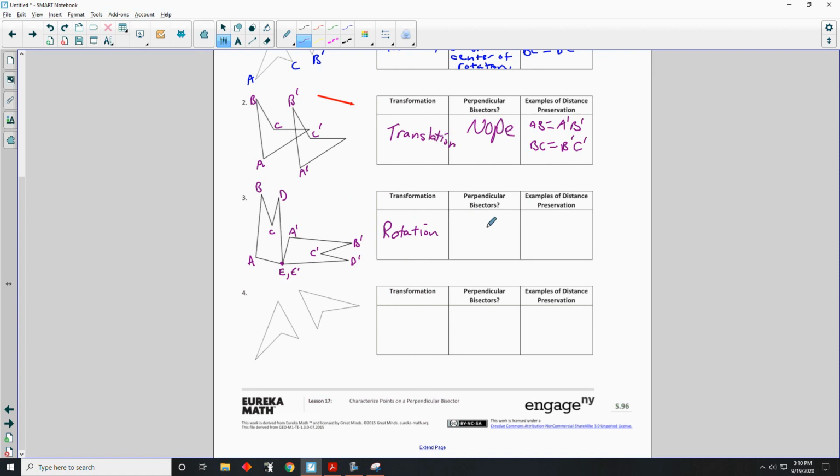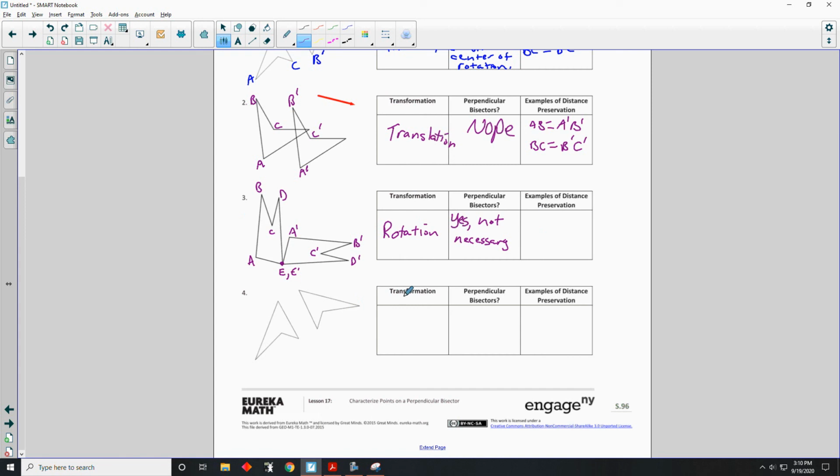Rotation. Perpendicular bisector. Okay, so this one's a little different. In general, yes, we could use a bisector, but not necessary here. It's not necessary in this one because we know the point of rotation is right here. So all we would use is a protractor.